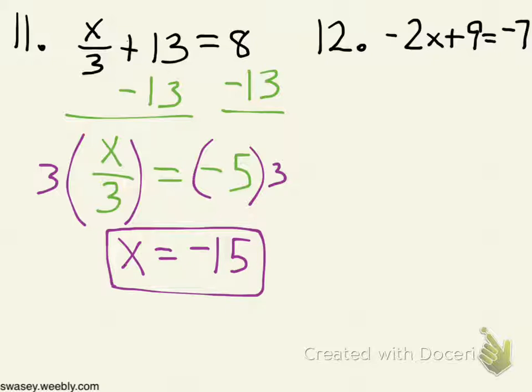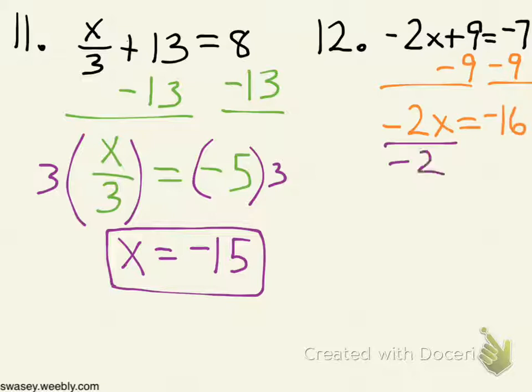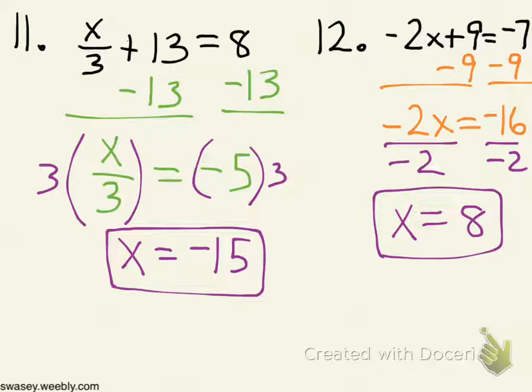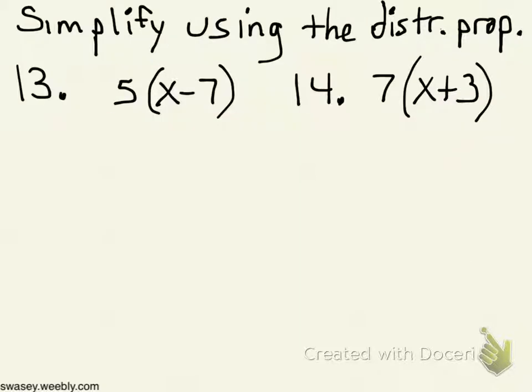To get rid of plus 9, subtract 9. To get rid of multiplying by a negative 2, divide by a negative 2. So we get x equal to 8.